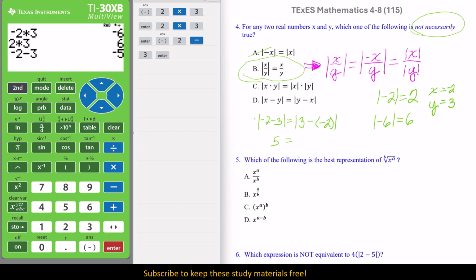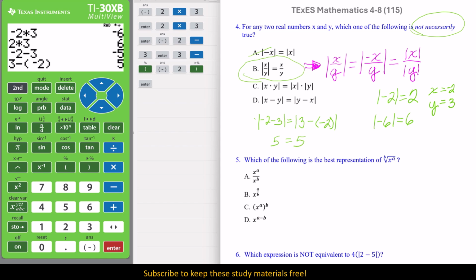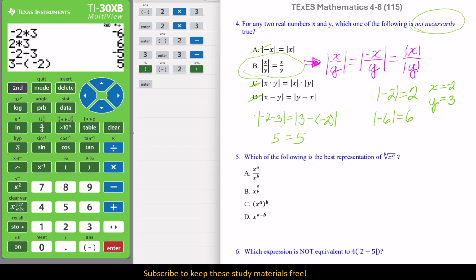Now let's look at the other side. I have 3 minus parentheses -2. Well, that's 5. Remember, we're applying the absolute value, which actually becomes like A. So that is true. So C and D are true, and the only one that's a little wishy-washy would be B.